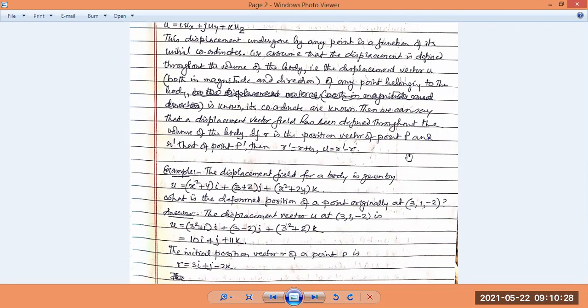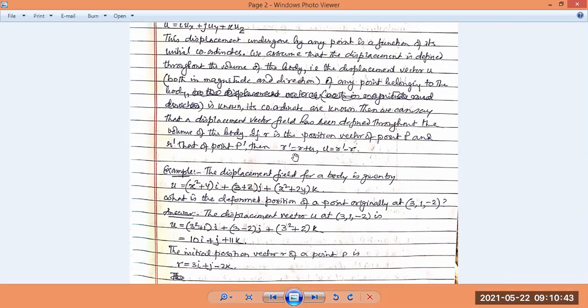So two vectors are defined here, and if we know the initial position vector and the displacement vector, the final position vector can be easily calculated by this particular relation: r dash is equal to r plus u. Let us quickly go through a problem which we discussed yesterday.